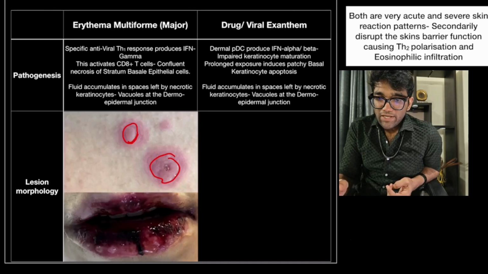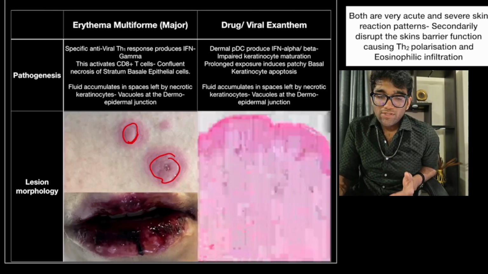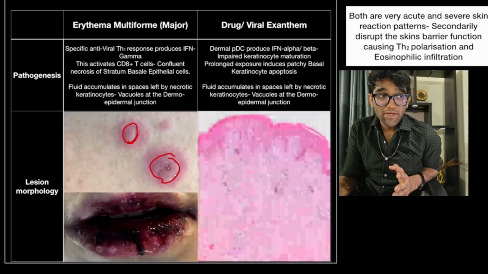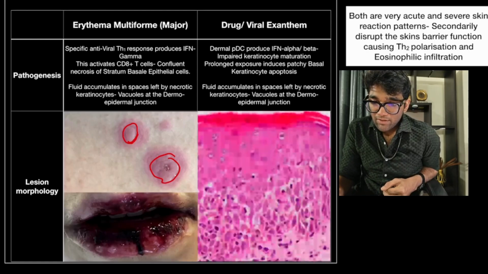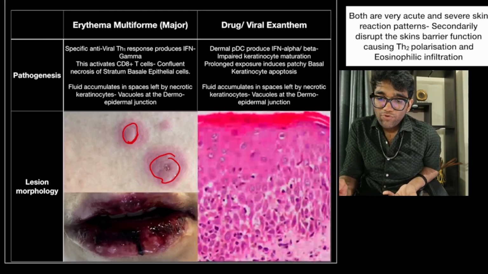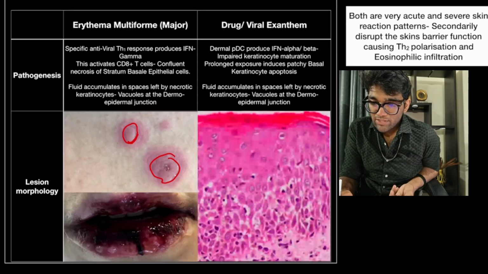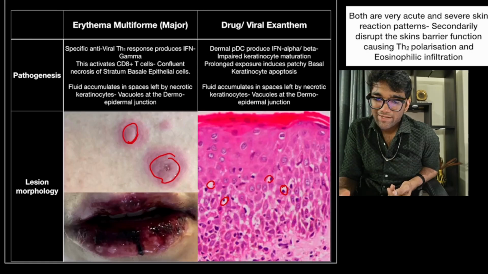Now, in case of a drug or a viral exanthem, the process is still the same as what we saw with subacute SLE or dermatomyositis. However, the process is much more florid and acute. So again you see these holes, and actually some of these holes contain lymphocytes.